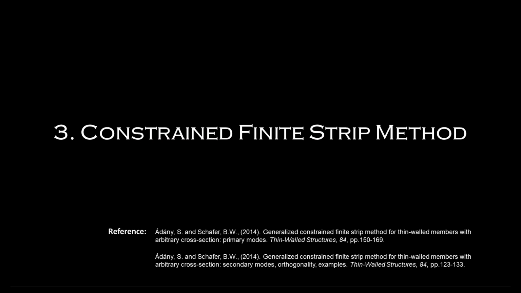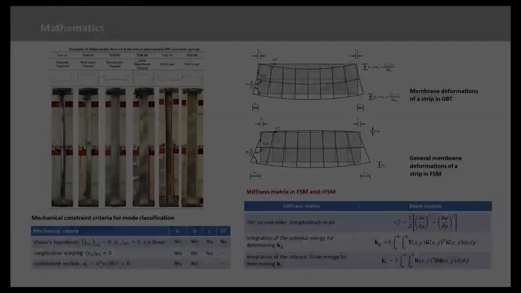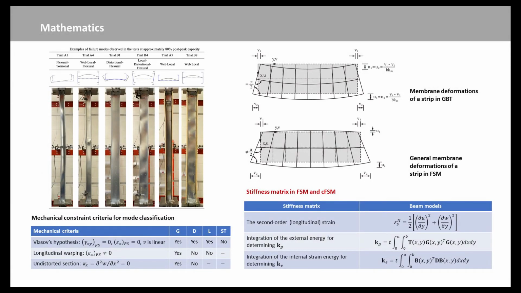The constrained finite strip method, CFSM, is an extension to the finite strip method that uses mechanical assumptions to constrain Ke and Kg down to those deformations that are consistent with the desired set of criteria. For example, those consistent with local, distortional, and global buckling. The CFSM constraints are defined in the table and are applied to formally categorize deformations into global G, distortional D, local L, and shear and transverse extension ST deformation spaces.